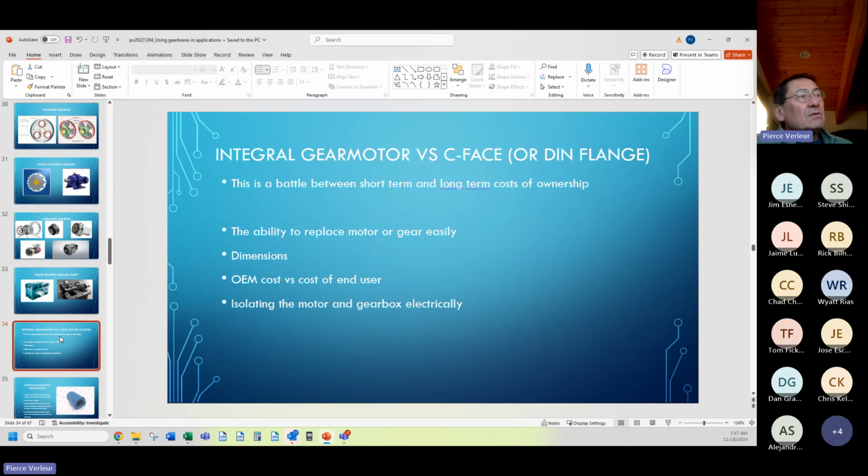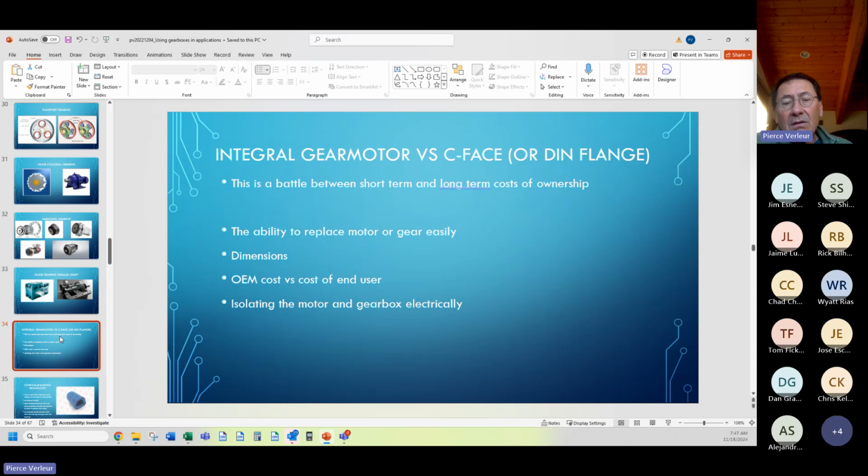Now, integral gear motor versus C-face. How do we mount the motor to the gearbox? The C-face, or DIN flange in Europe, is where the motor is made in a standard fashion with a standard shaft, and we have to use some sort of coupling to input it to the gearbox.